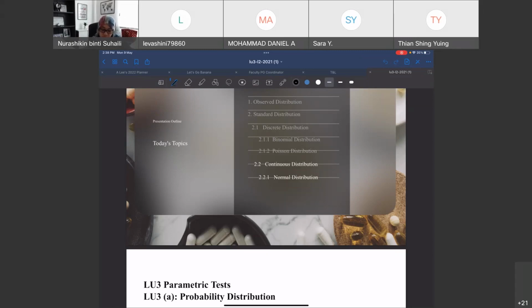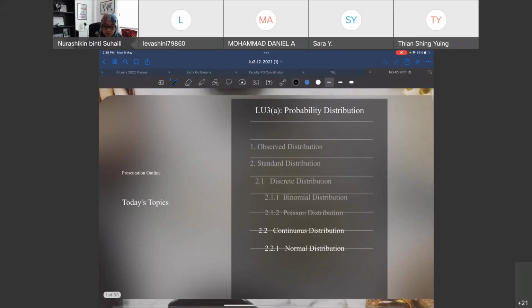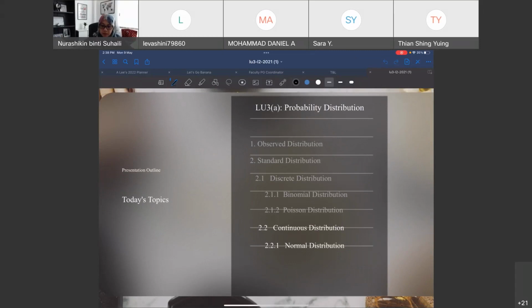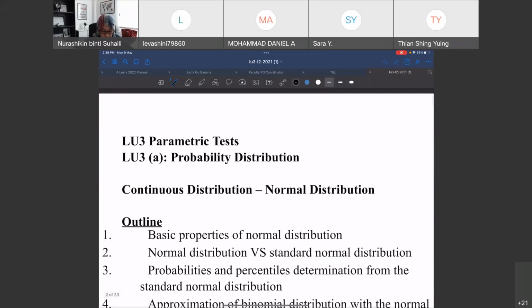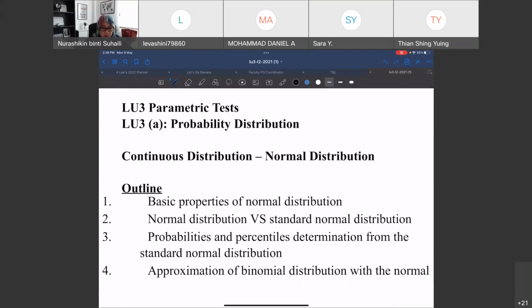Both discrete and continuous are under standard distribution. Standard distribution is related to formulas or tables that have been standardized by statisticians, so you would refer to tables and formulas a lot. Today we're going to cover normal distribution. I hope this topic is just a revision for you, because I'm pretty sure you covered it in high school. I still remember studying this, and it was actually my favorite topic during my school time.